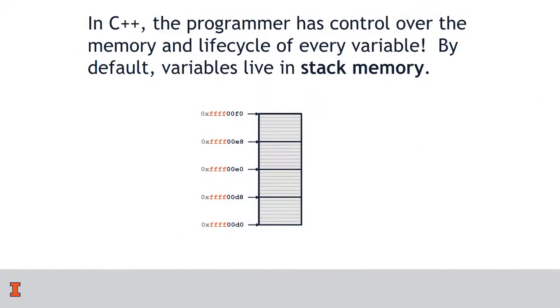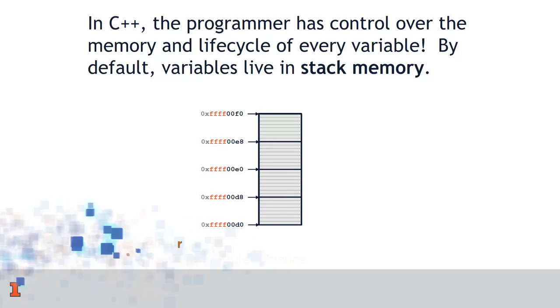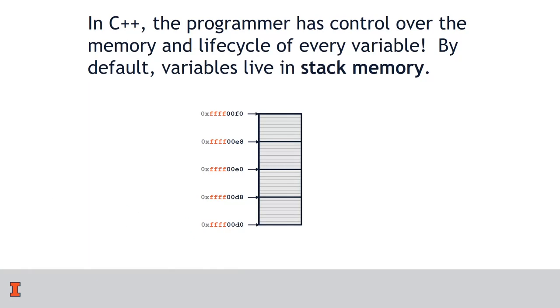In C++, programmers like us have control over the memory and the life cycle of every single variable we create. By default, every variable we've created so far has been stored in something called stack memory. Let's explore what that means.